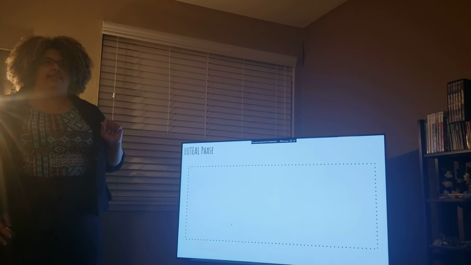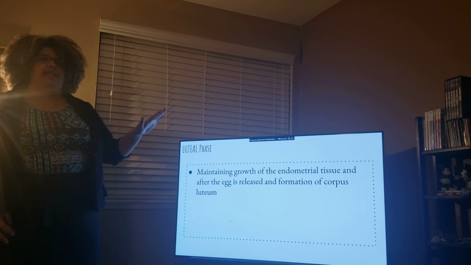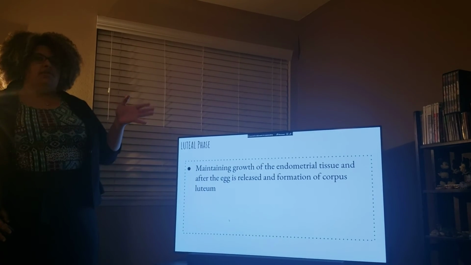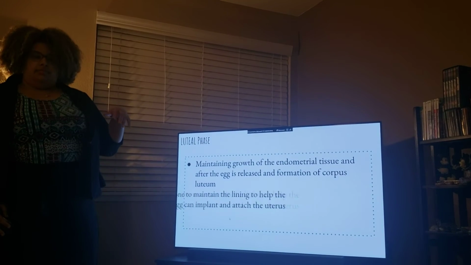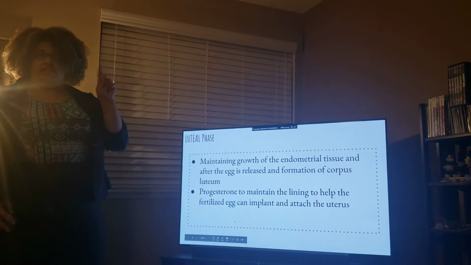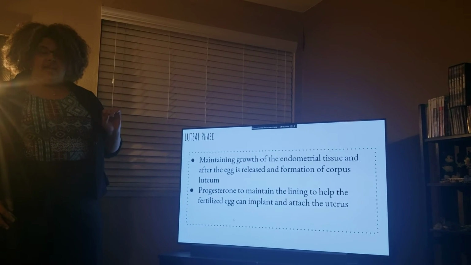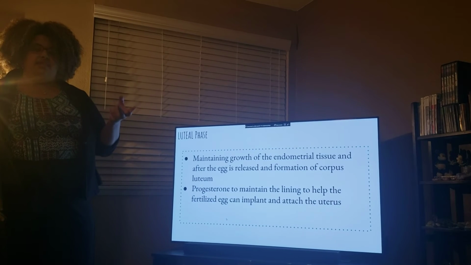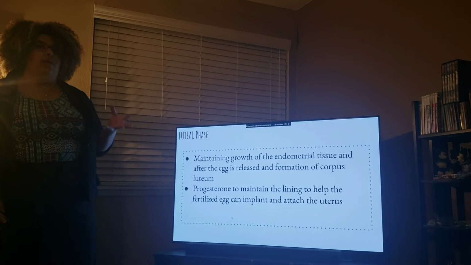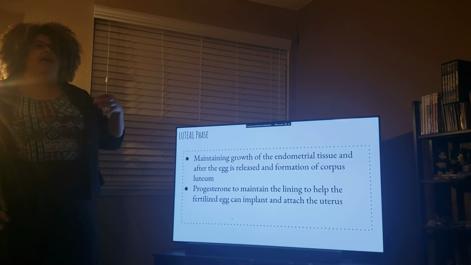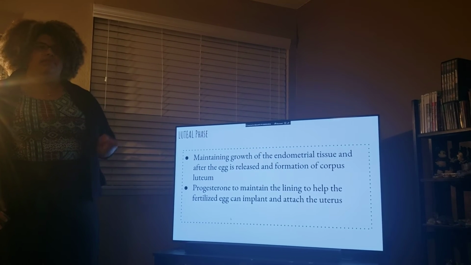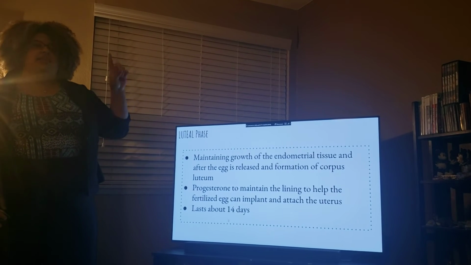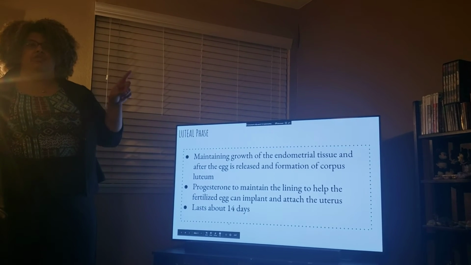Next, we're on the luteal phase. The luteal phase helps maintain the growth of the endometrial tissue, after the egg is released and the corpus luteum forms. Progesterone, I told you we'd come back to that one, helps maintain the lining of the endometrial tissue and allows the fertilized egg to implant on the wall nicely, so that it has something to help that fertilized egg grow. This lasts about 14 days. So you can see that from the follicular phase to the luteal phase, it lasts about 28 days.